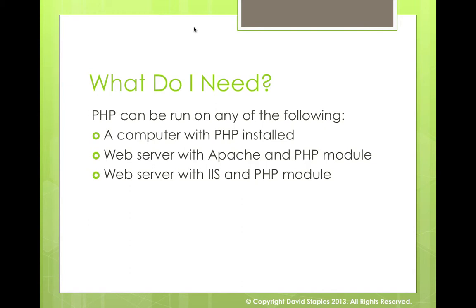A web server with the Apache and PHP module is certainly another option. That is one of the more common options that people use for PHP. And then of course you can have a web server with IIS and the PHP module installed there. IIS, of course, is the Windows web server software, whereas Apache is web server software that runs on a variety of different servers. So you can run Apache on Windows, you can run it on Linux, you can use it on Unix. It doesn't really care so much as far as the platform is concerned, whereas IIS is pretty much Microsoft Windows Server specific.